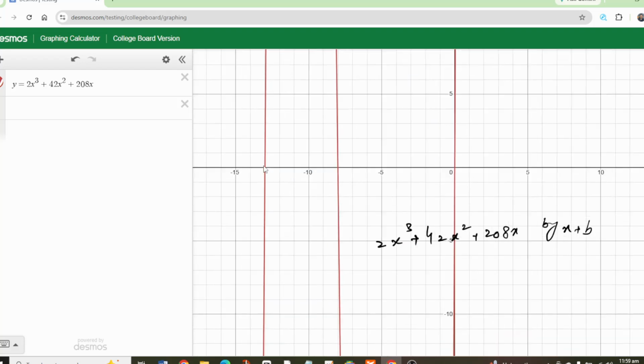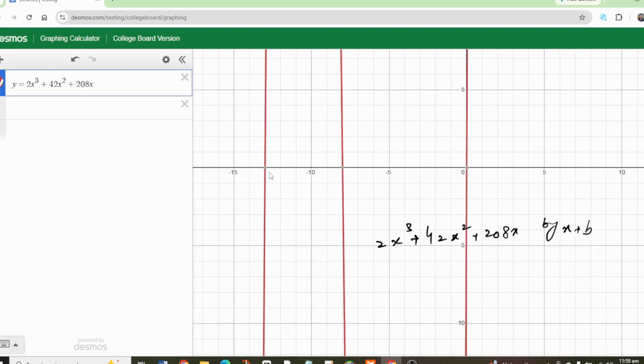So one is this, -13, and the other is -8, and the third one is 0. If we take x is equal to 0, then x plus 0 is equal to 0, and 0 is not a positive thing, so we don't consider this. The other one is -8, so x is equal to -8, that means x plus 8 is a factor. And the third one is x is equal to -13, that means x plus 13 is a factor.